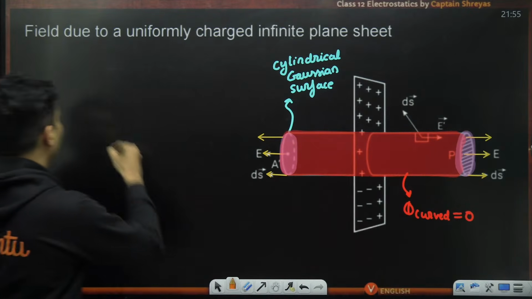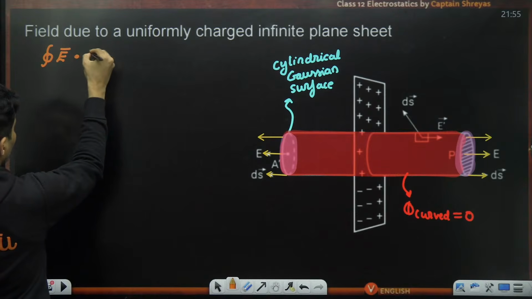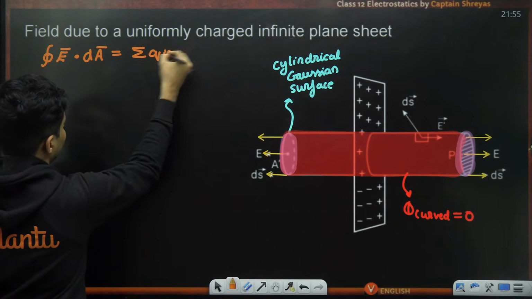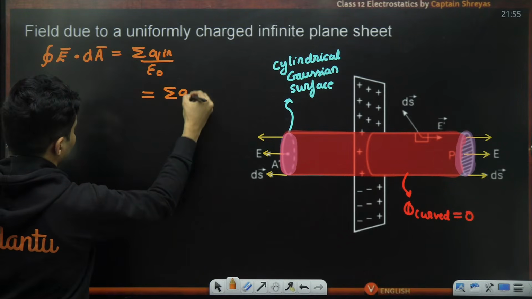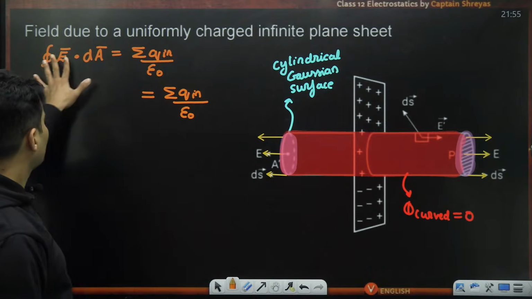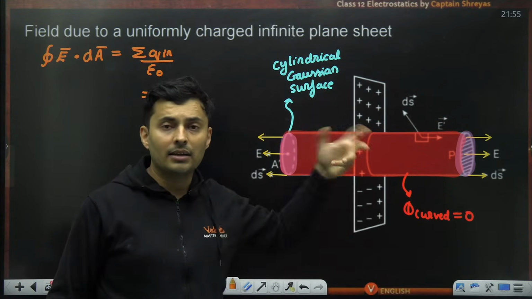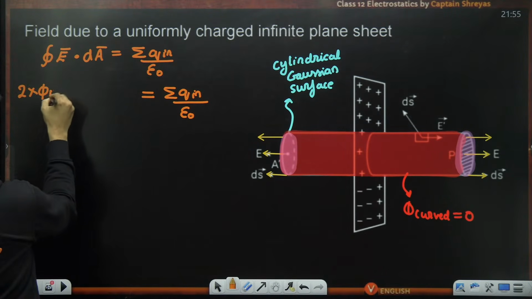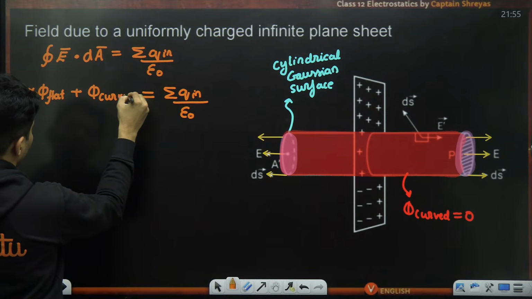So start off with Gauss's principle: the closed integral of electric field dot area vector is the net charge inside divided by epsilon naught. Net charge which is there inside by epsilon naught. I will not touch it now. Over here, the total flux through the cylinder is the sum of the two flat faces and the curved surface. So I'll put 2 times the flux through the flat surface plus the flux through the curved surface.